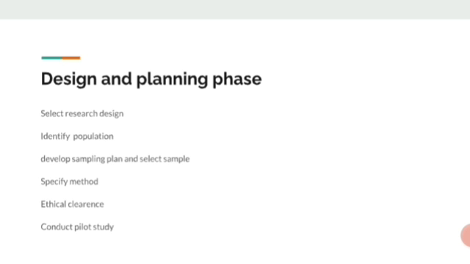Specify the method and get an ethical clearance. Ethical consideration is a vital aspect of the research. Ethical consideration from the participant or from the institution where you are doing the research is an essential one. So you have to make sure that this is done at this phase. Conduct a pilot study. Before applying it on the complete sample, you have to conduct a pilot study for a small group of people.